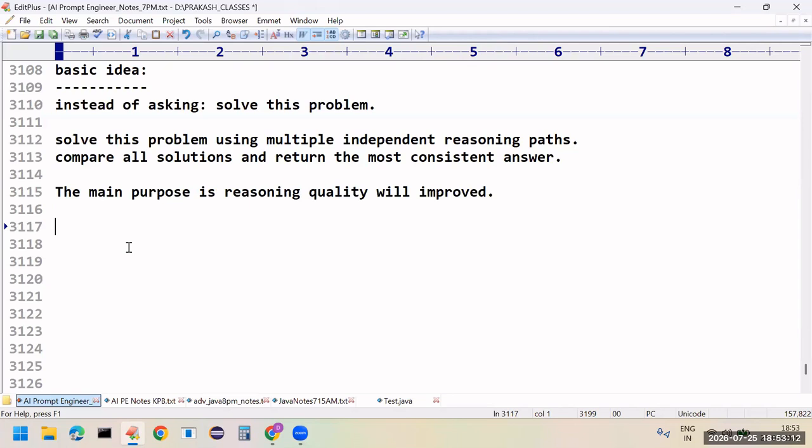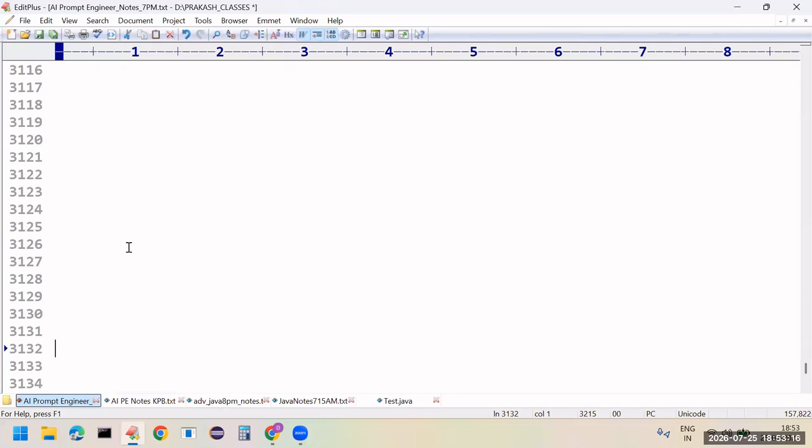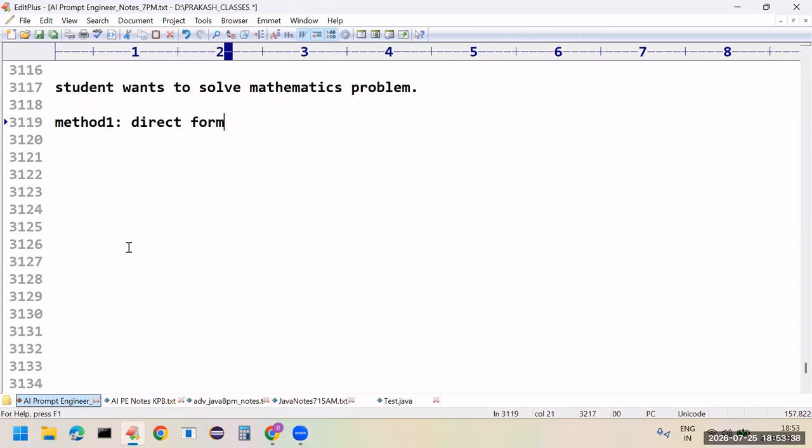For example, let me take one simple real-time scenario, then I will go with the problems. Imagine a student wants to solve a mathematics problem. Sir, we will identify the first method. Apply the direct formula and generate the answer. If I am applying the direct formula, the answer which I got is 240.